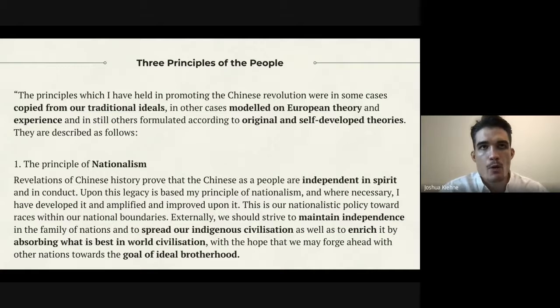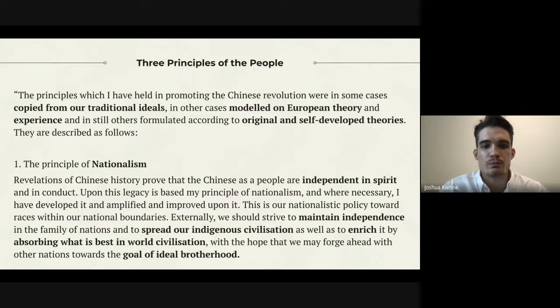And so the principle of nationalism is to be focused on the independent spirit of China. And this is focused on building a sovereign state. Maintaining independence is a critical element. Remember at this time, China had signed up for multiple foreign loans. They had been imposed upon by the 21 demands of Japan. They had not been given the province of Shandong after the Treaty of Versailles. And so the independence of China is still being encroached upon by foreign powers.